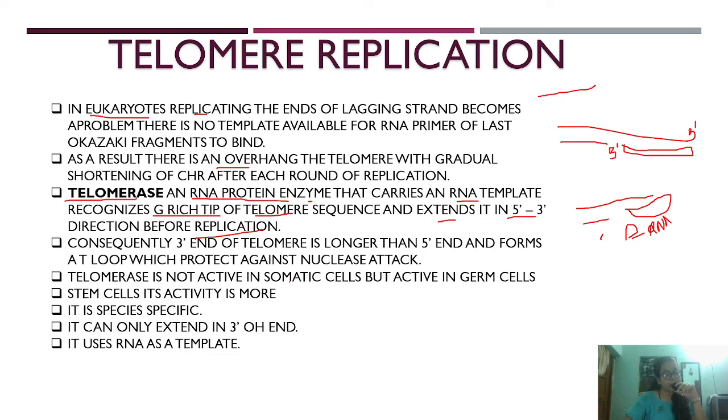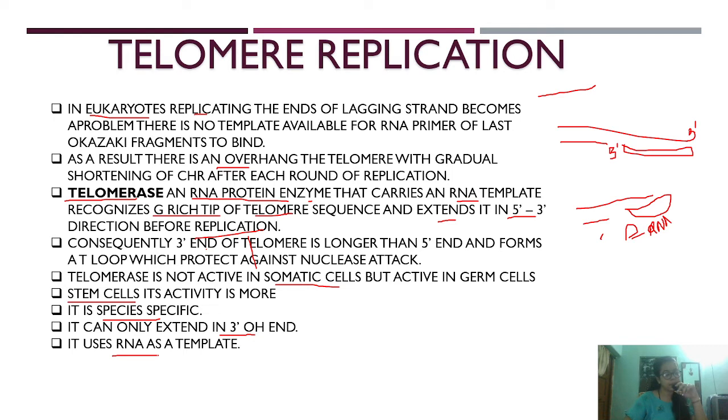Telomerase is not active in the somatic cell. This is very important, but it is active in the germ cell. Mostly they are seen in the case of stem cells. In the stem cells they are more active and they are species specific. According to species they vary. And they can only extend from the 3 prime OH end, and they use RNA as a template.